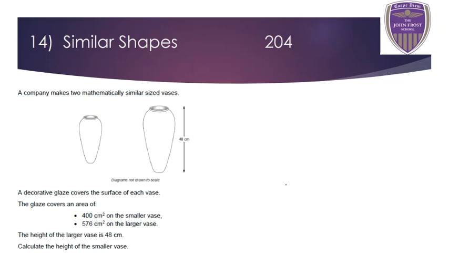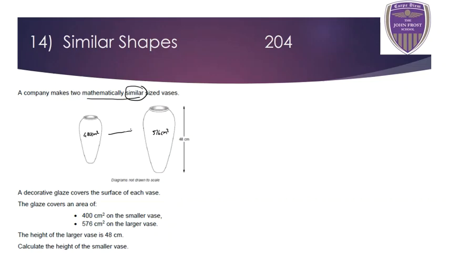My question 14 then is all about similar shapes, and the area in this case, sometimes it's to do with volume. So we've got these 2 vases that are similar, mathematically similar in size, so that means one is an exact enlargement of the other. Okay, so a decorative glaze covers the surface of each vase, and the glaze covers an area of 400 centimeters squared on this smaller vase here, and 576 centimeters squared on this larger vase here.